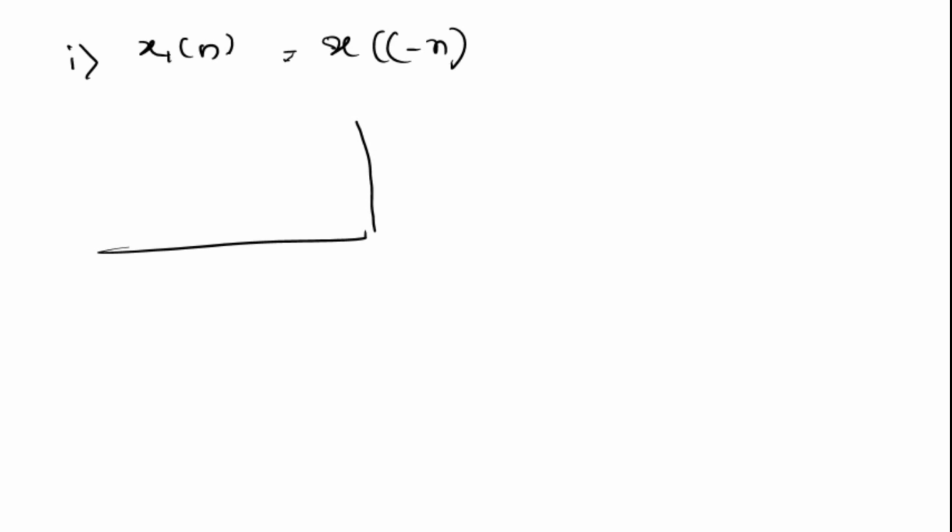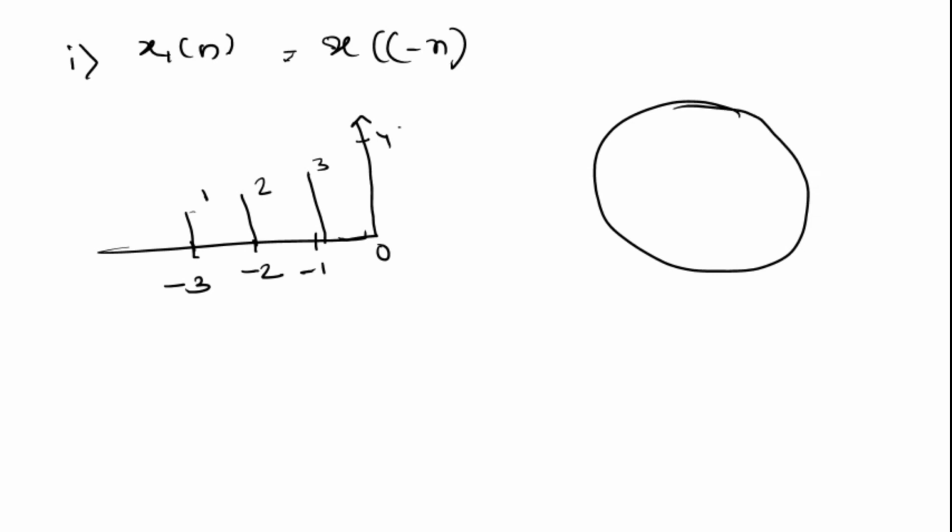Let us write first one, x1 of n is equal to x of minus n is given. So we will draw it in the linear scale. X of n, this is minus n. So 0, it's minus 1, minus 2, minus 3. This is 4, 3, 2 and 1. So we can draw it on circular scale x of minus n, 4.